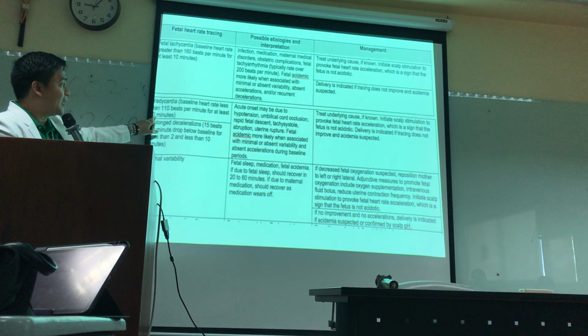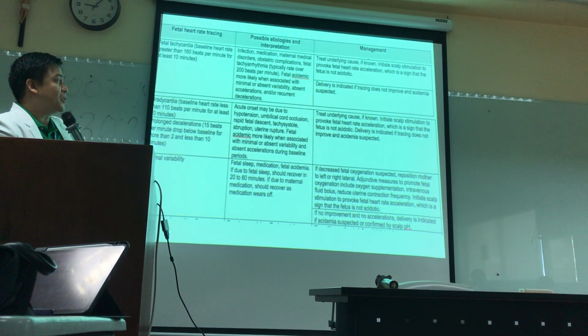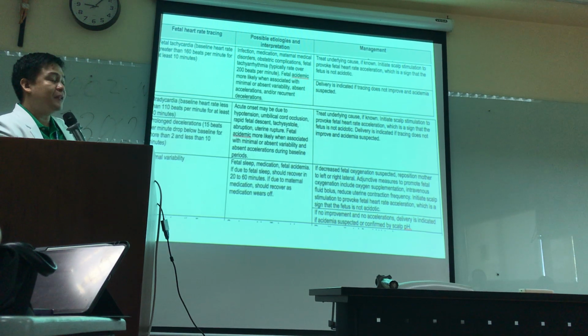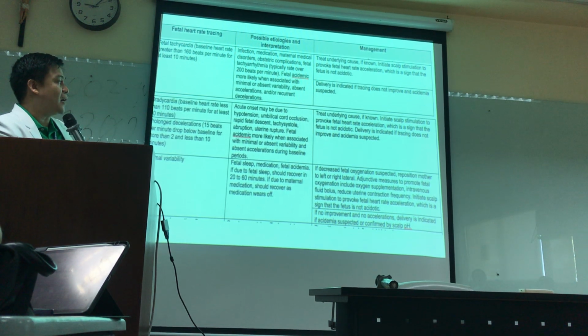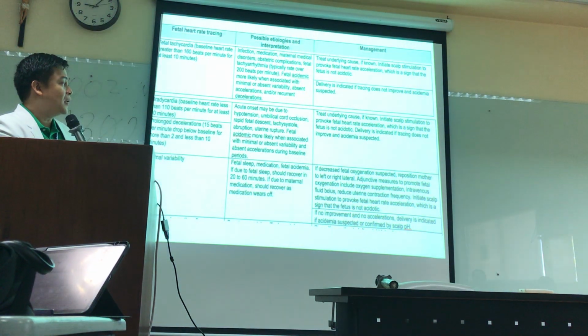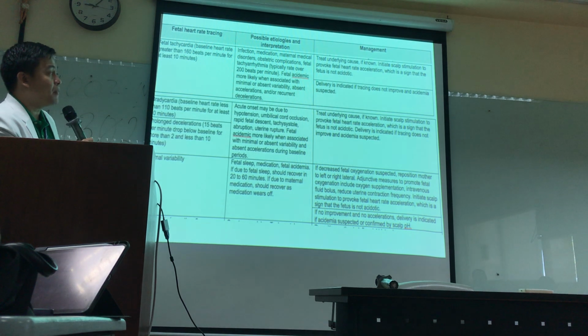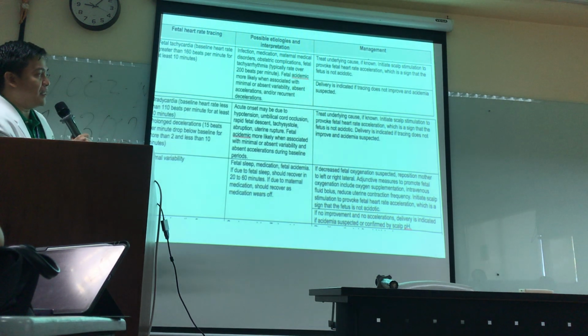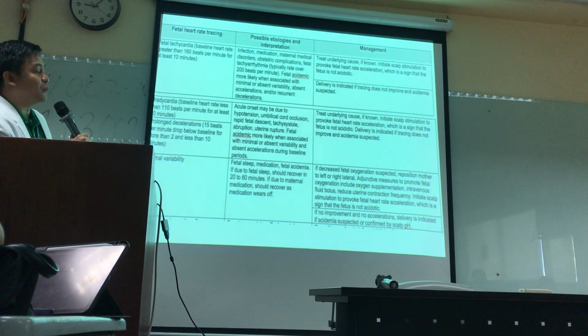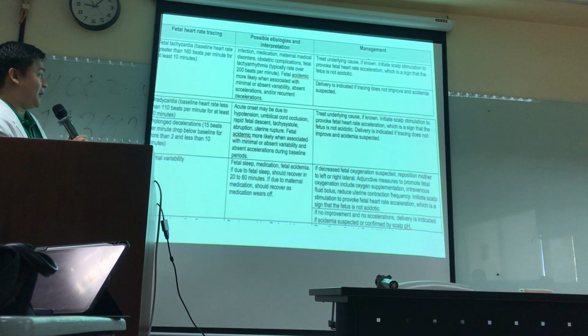For fetal bradycardia, okay, so acute onset may be due to hypotension, umbilical cord occlusion, rapid fetal descent, tachysystole, abruption, or uterine rupture. And what you do is you treat underlying cause if known. So you can again initiate scalp stimulation to provoke fetal heart rate acceleration. Okay?